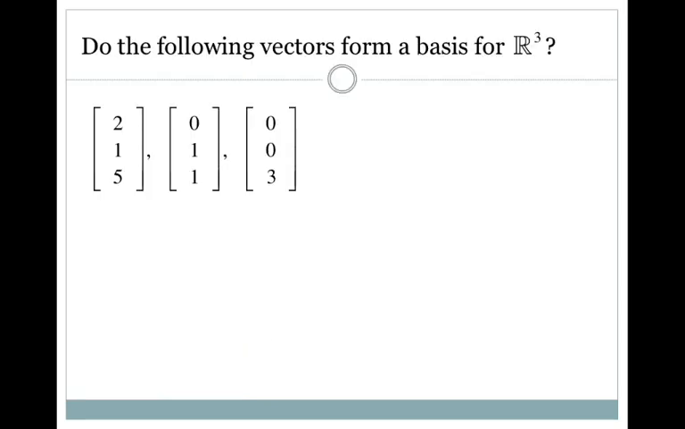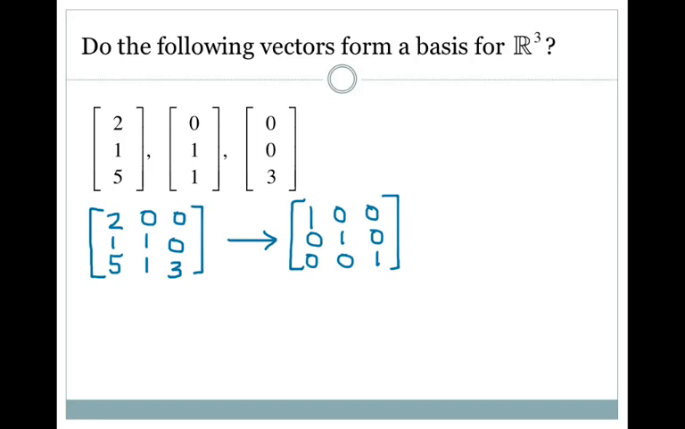First one, do the following vectors form a basis for R3? Well, we know they're sitting in R3 because they have 3 entries each. Now, what I'm going to do is put them into a matrix, 2 0 0 1 1 0 5 1 3. So I put them into the matrix as the columns, and then I'm going to row reduce. So here's my row reduced matrix.